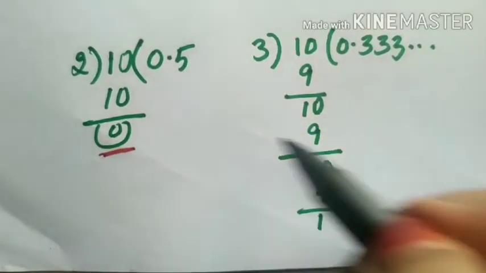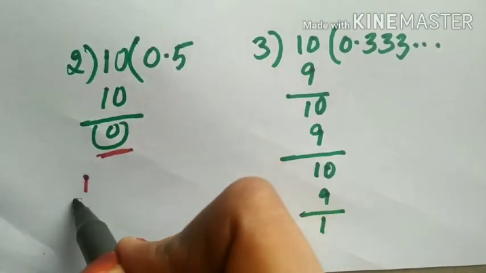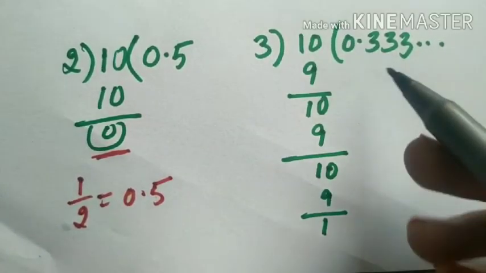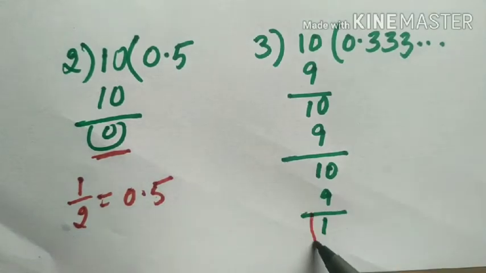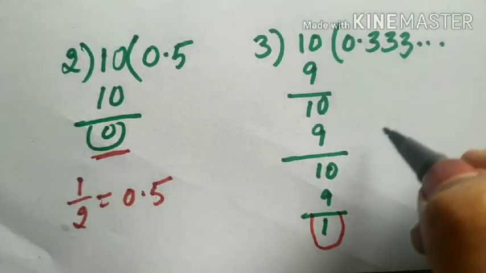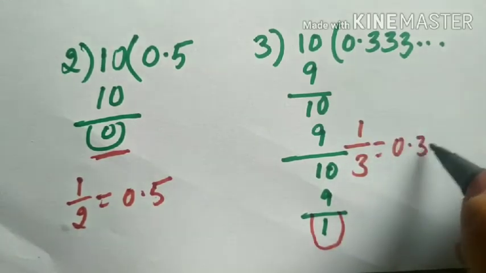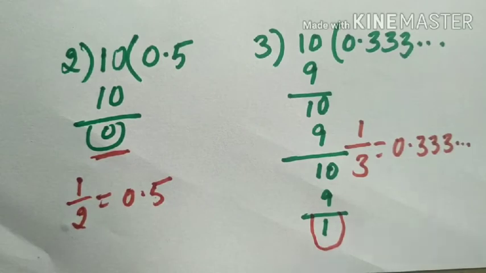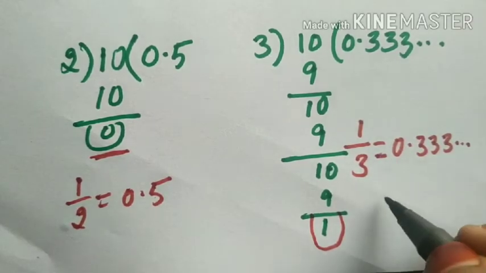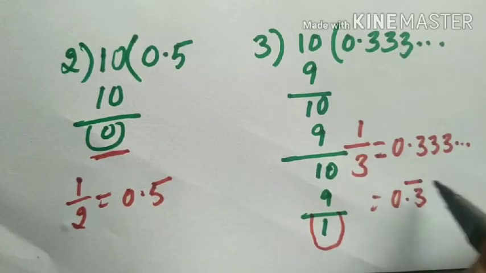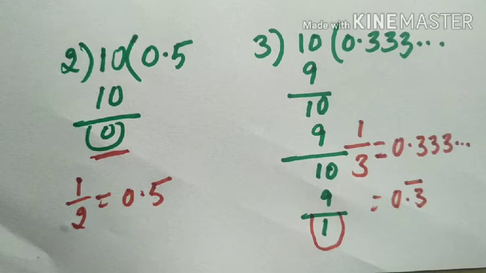Well, in the first example, the remainder is 0. Hence the division completed, so the answer is simply 0.5. Whereas in the second division, the remainder is not 0. It is 1. And it is a never-ending division. So the value of 1 by 3 is 0.333, and so on. And it continues like that. Instead of repeating the same numbers, we denote such repetitive numbers with a small hyphen named bar. Therefore, 0.333 and so on can be represented as 0.3 bar.